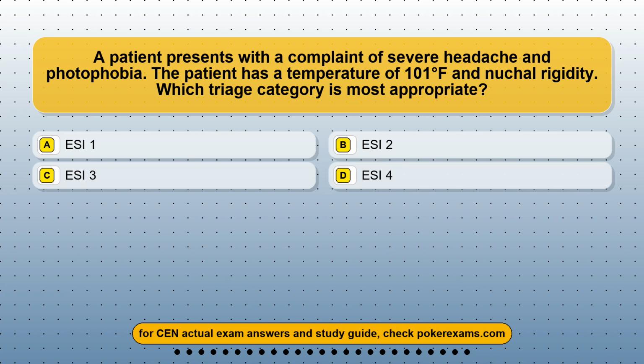Question 1. A patient presents with a complaint of severe headache and photophobia. The patient has a temperature of 101 degrees Fahrenheit and nuchal rigidity. Which triage category is most appropriate? Option A, ESI 1. Option B, ESI 2. Option C, ESI 3. Option D, ESI 4.